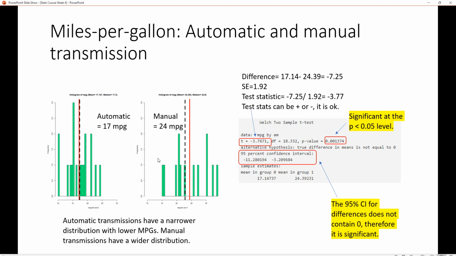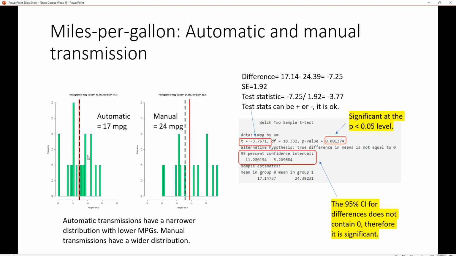So how we would start with any study, we're going to look at some descriptive statistics. For this, we'll look at histograms between automatic and manual transmissions. Just by looking at it, you can kind of see the difference between the two distributions. And we're looking at each sample. So we have our full sample, and now we're looking at subsamples.